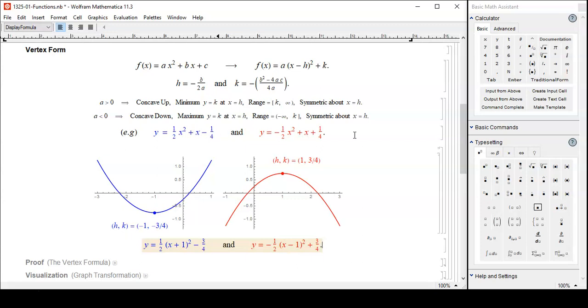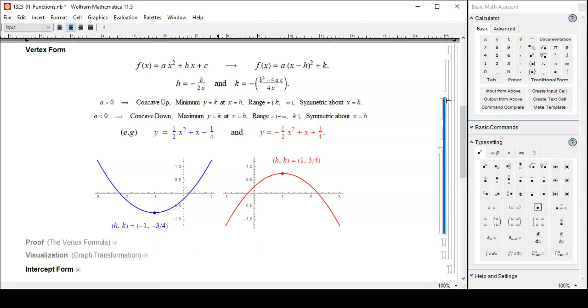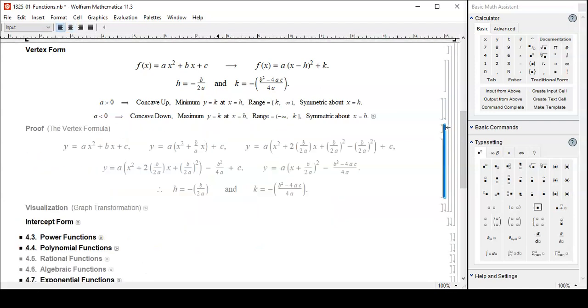How do I convert one from the other? You can convert those using completing the square or these formulas, it doesn't matter. Just do whatever you want to do. h is negative b over 2a. k is negative of b squared minus 4ac over 4a. There's a proof for a vertex formula if you're interested.